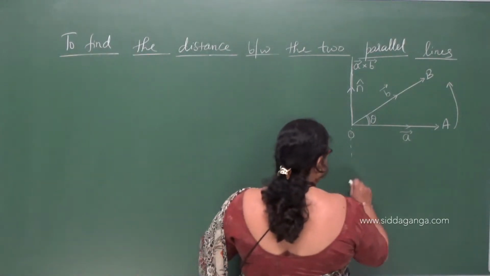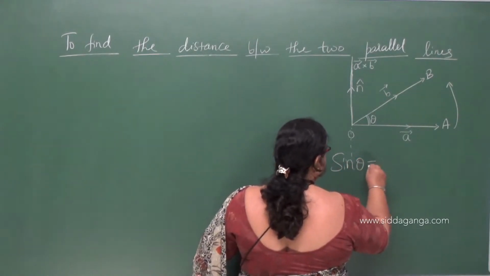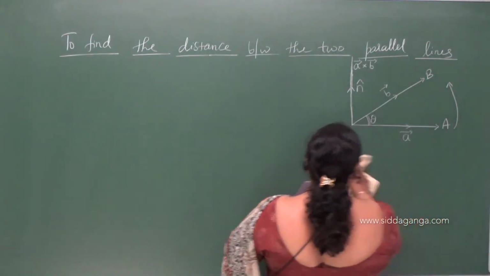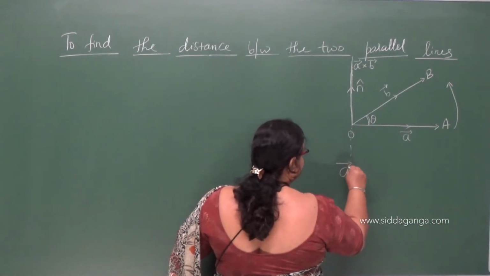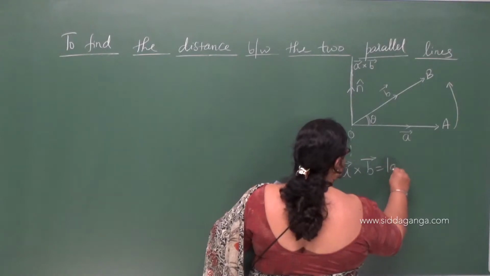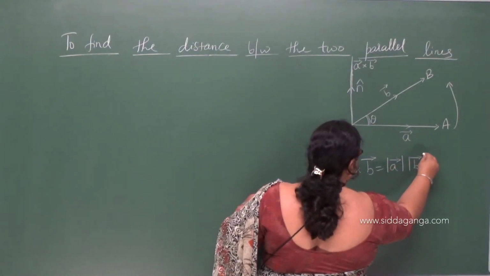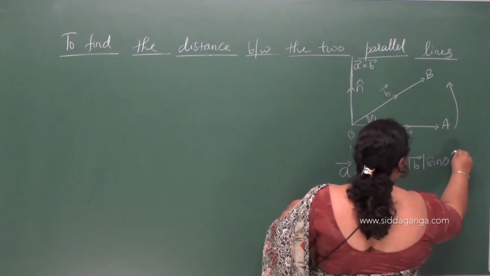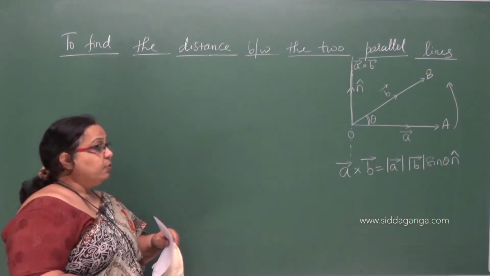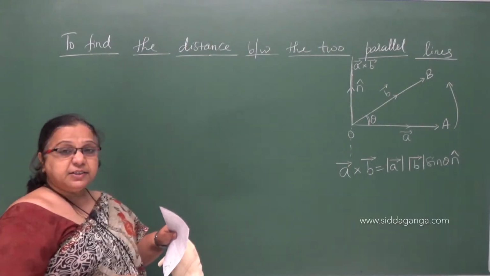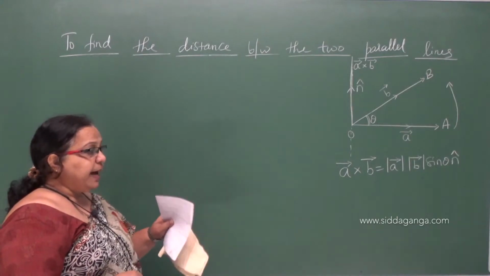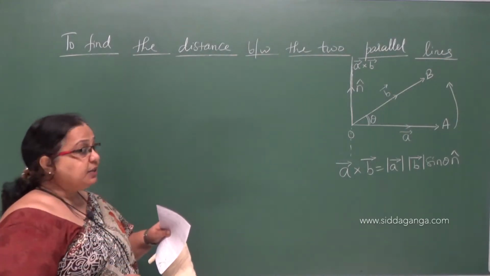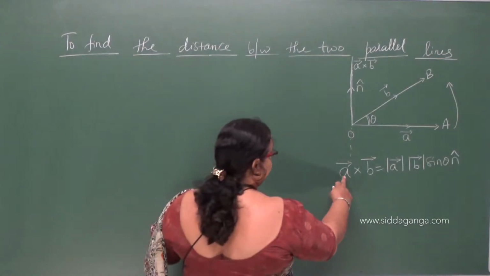Then we know that vector A cross vector B is equal to magnitude of vector A, magnitude of vector B into sin theta into n cap, where n cap is the unit vector along the direction of A cross B.